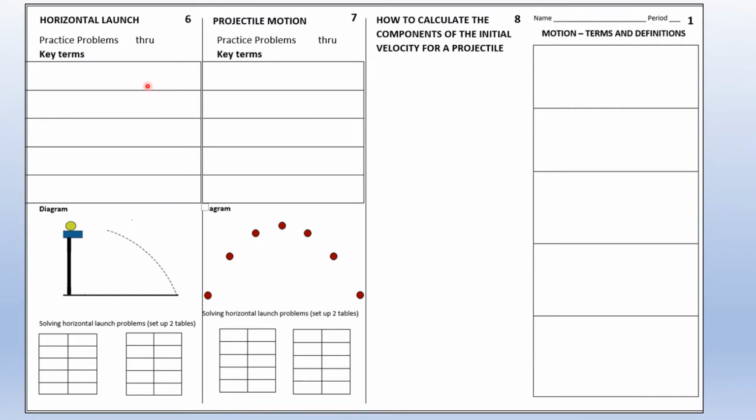And in this page, I will explain horizontal and projectile motions. Both pages make a useful foldable for your reference as you solve various motions questions. Let me start with some important terms.